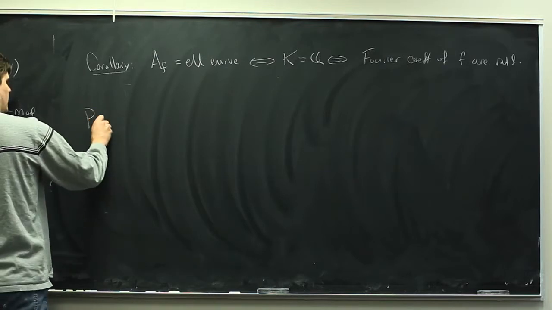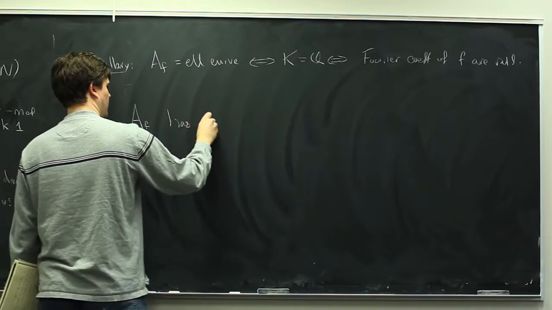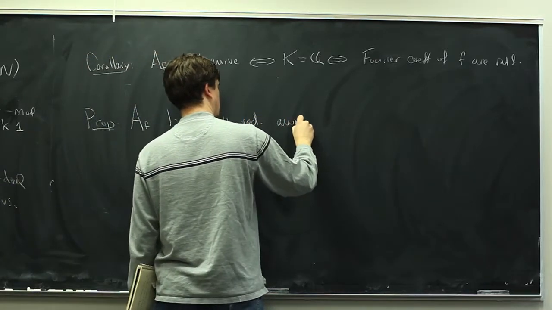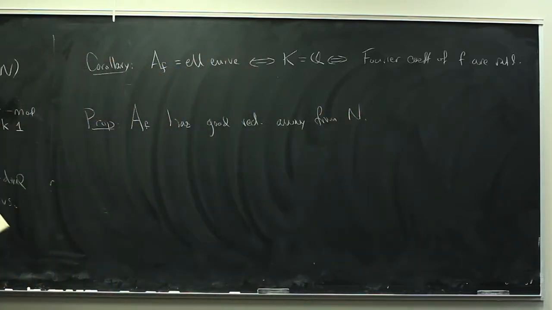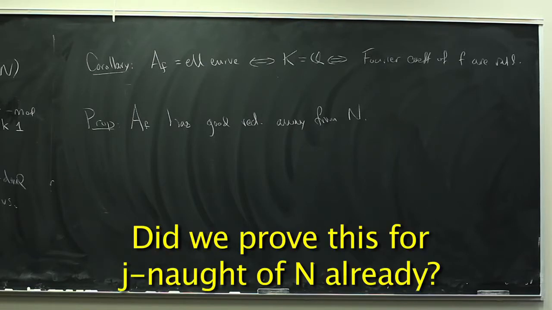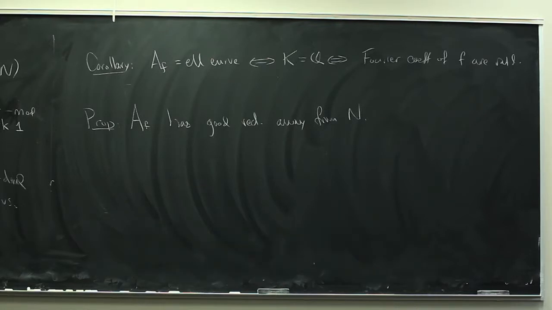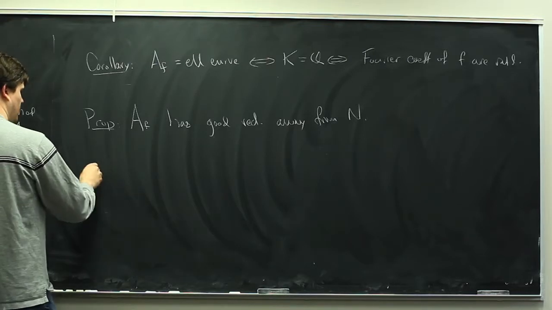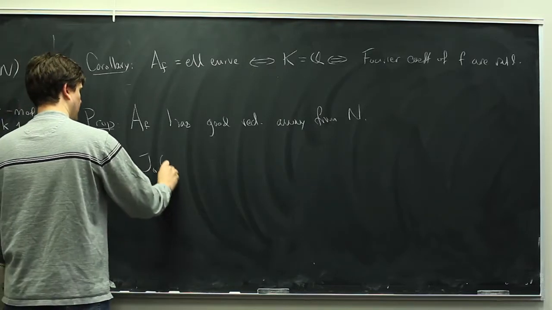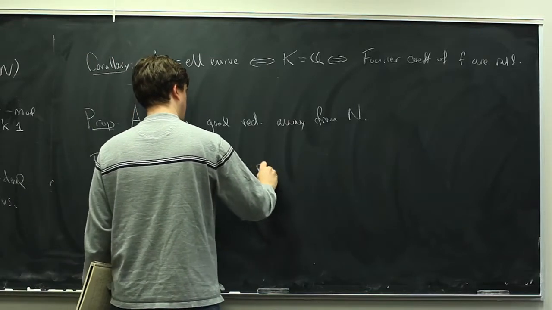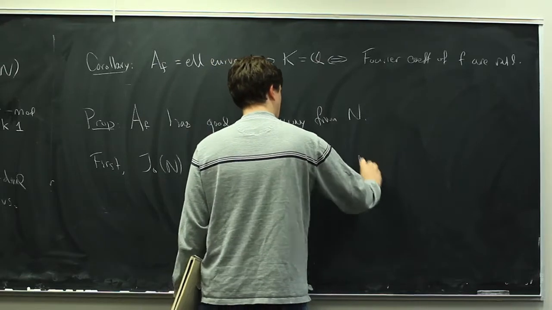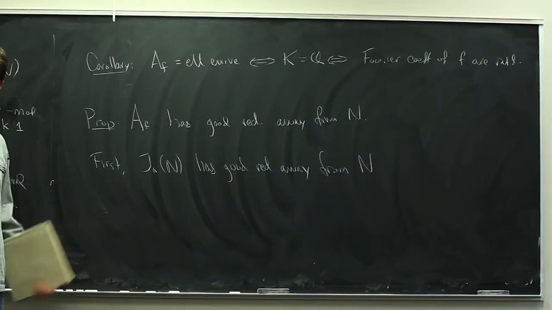Okay, another simple result: AF has good reduction away from N. Can someone tell me why that's true? Yes. Yeah, right. So let me say why that works, because that's a good application of the criterion. First, J0n has good reduction away from n, because it's the Jacobian of a curve that's smooth over Z[1/n].